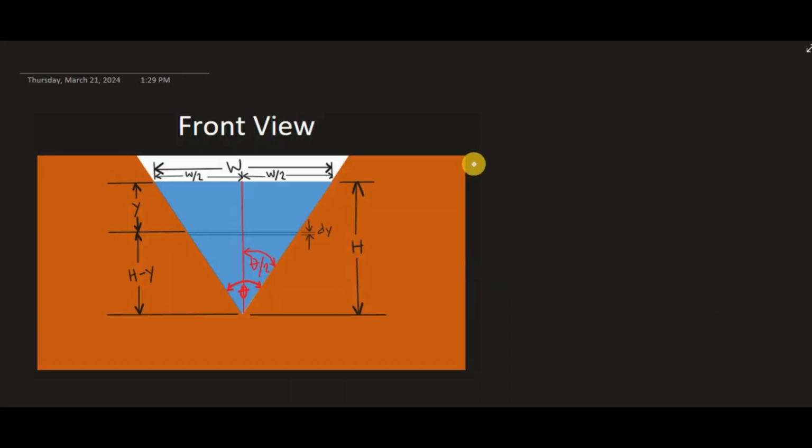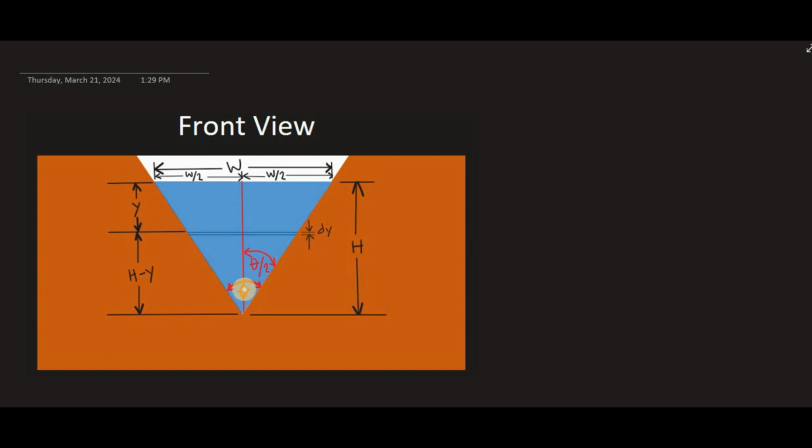Okay, now let's dive into the derivation. First, let's describe the geometry of the setup and define the variables we need to derive the equation. So this is the front view of the weir installed in a dam. This thing in blue is the water and its level is only up to here. Let's assume the height of the water surface from the triangle vertex is h, its width is w, and the vertex angle is theta.